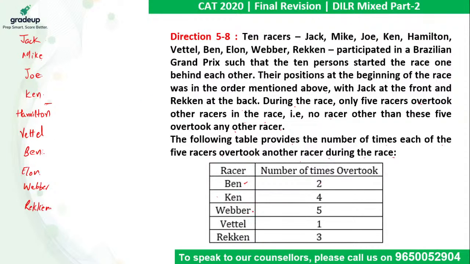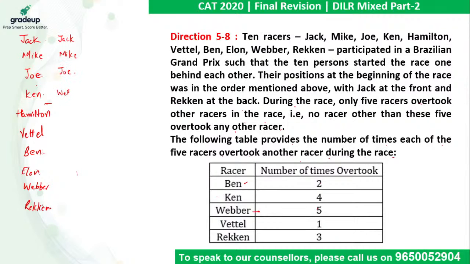Then Weber overtook 5 racers. So here is Weber, 1, 2, 3, 4, 5 racers. So Weber must be the one who came ahead of Ken first, right? Only then Ken overtook 4 racers. Please keep that information in mind. This is very critical information, right? So Jack will stay here. I'm going to write it for you guys. Mike will stay here. Joey will stay here.